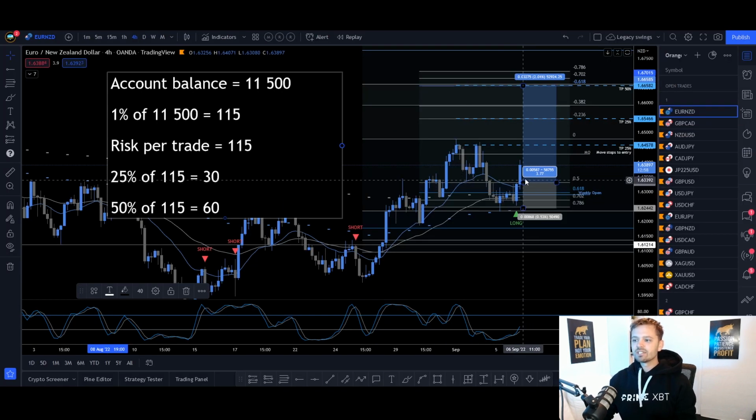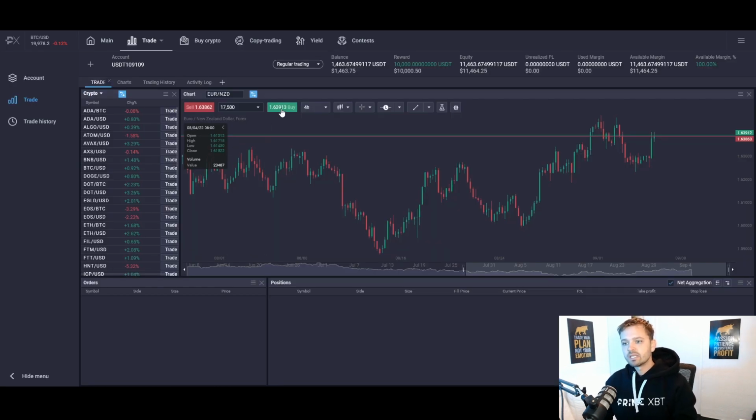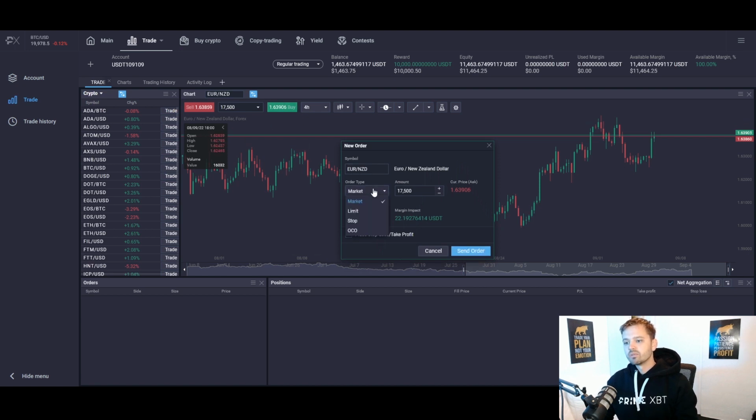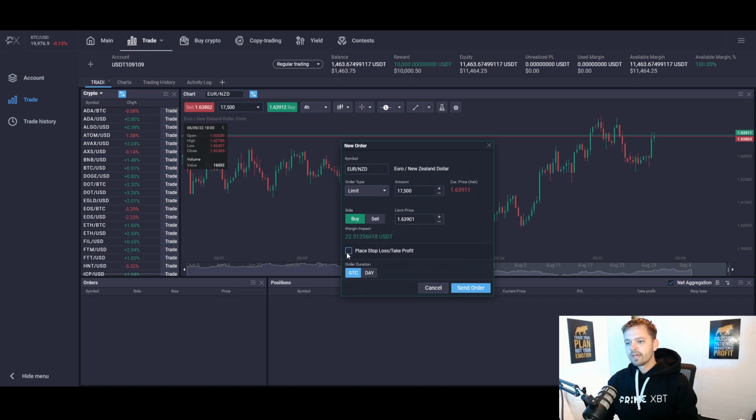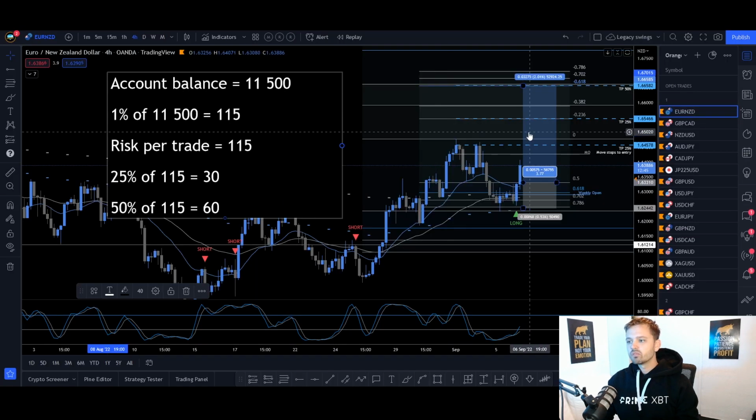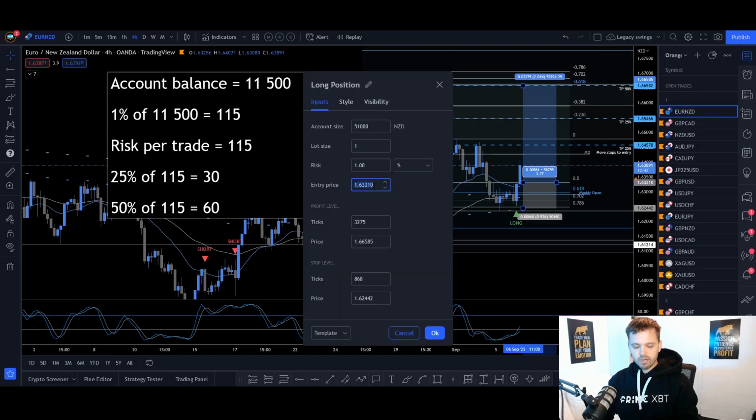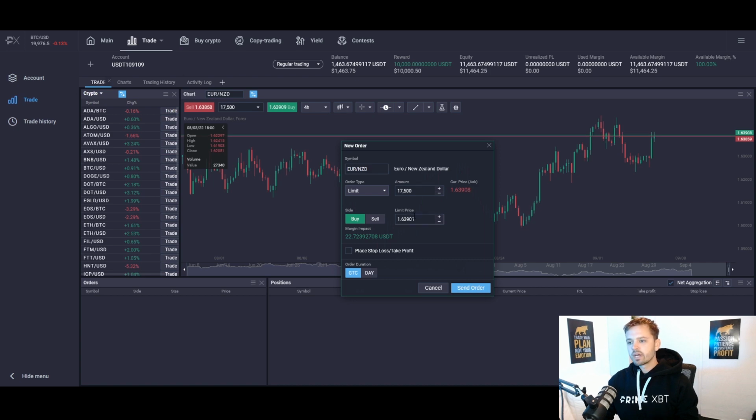Basically, the idea is to enter buy orders on the retest of this 50% fib right here. So we're going to PrimeXBT, we'll press buy. We're going to be using a limit buy order, right? Limit buy. And we're going to be using the entry price from the setup in TradingView: copy, paste it right here, select that one.